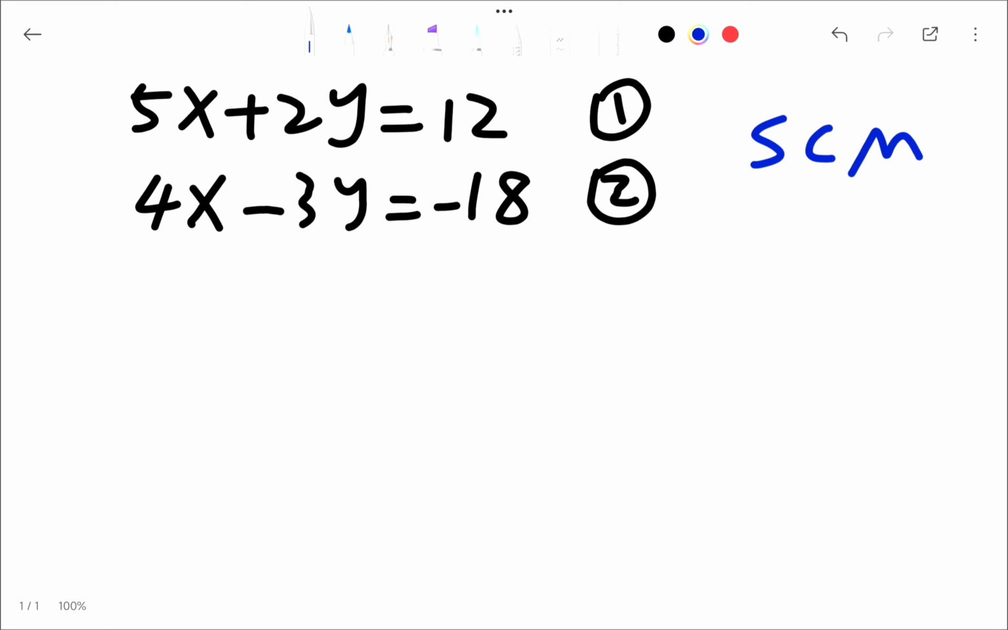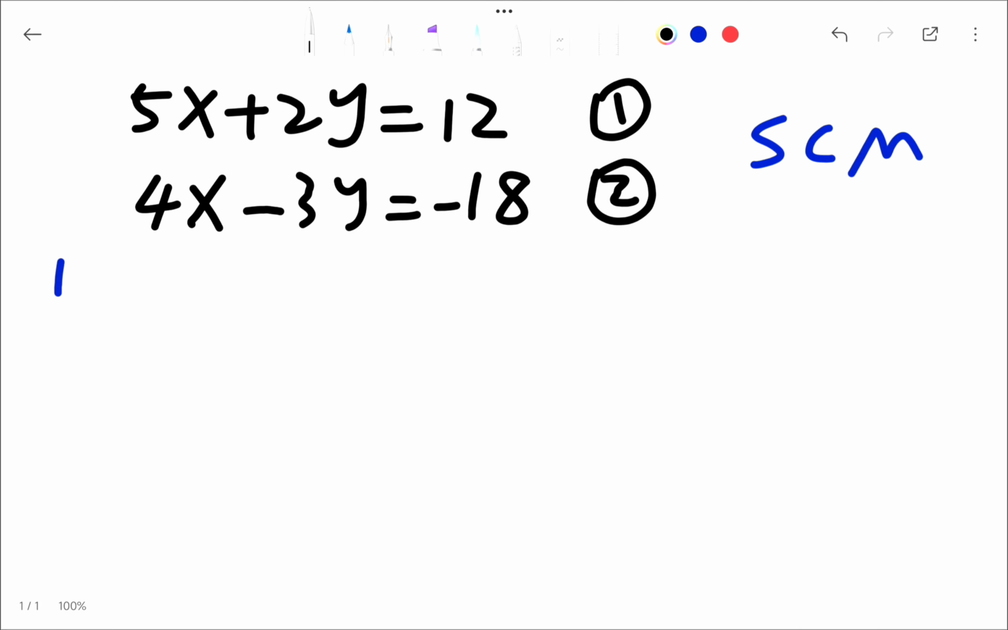Why smallest? Well, it's always better to work with smaller numbers because it reduces the risk of making any mistakes. If you're unsure how to find the smallest common multiple, please check out my other video on how to add and subtract fractions. Okay, let's get started with this one. The smallest common multiple of 2 and 3 is 6.